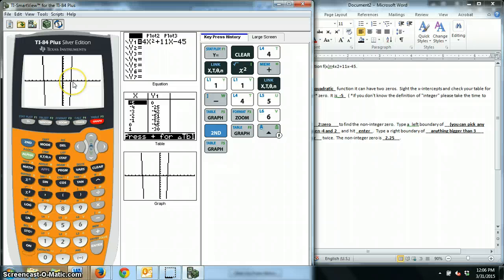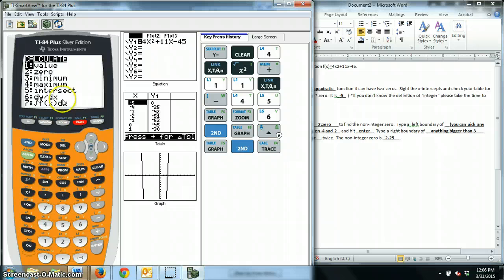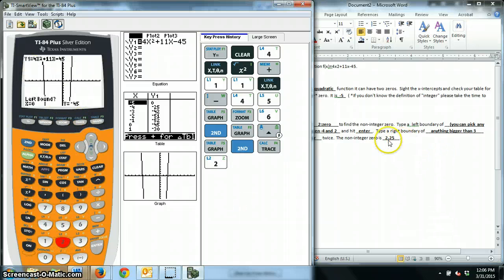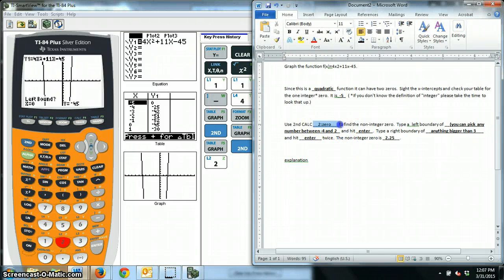We need to go find this other one, so we're going to use second calc. We're going to go to our calc menu and we're going to use 0. So 2, you can hit the number 2. So you can see I filled out here, 2, 0 is what you would press to find the non-integer 0.